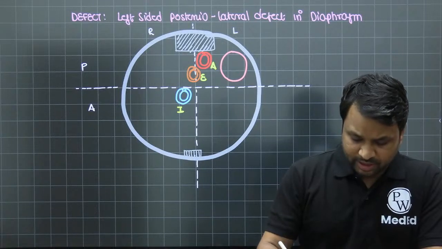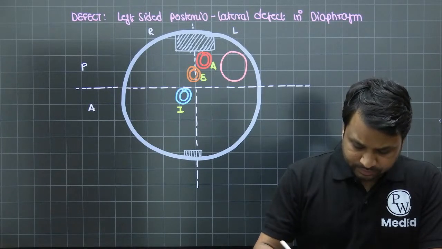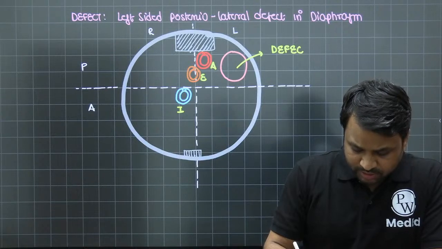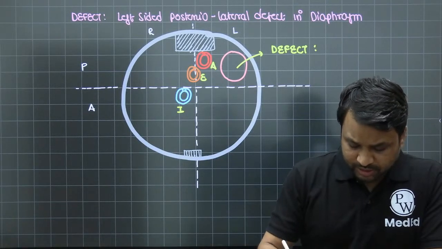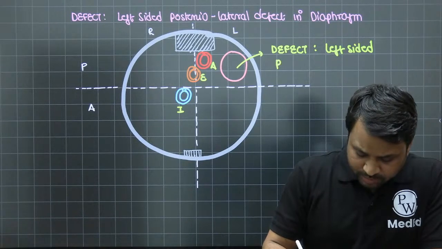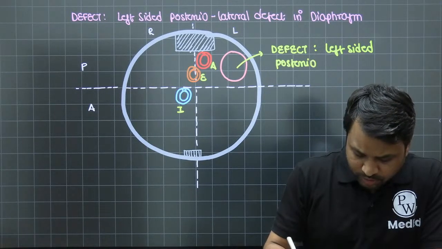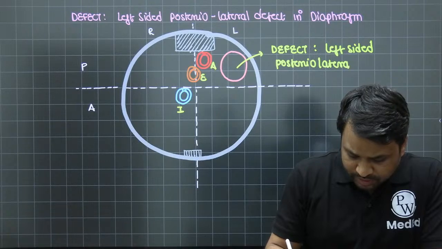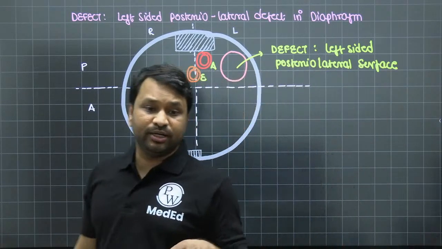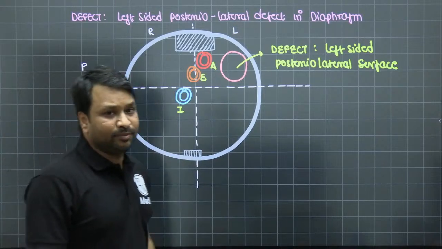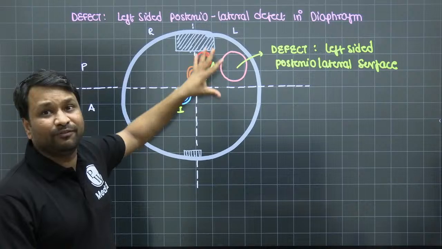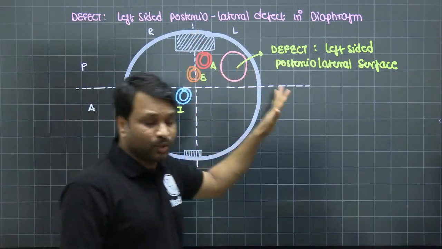It is going to be left-sided. This is the defect of the Bochdalek hernia. It is left-sided and, as you can see, on the posterior side, it is the posterolateral surface. So the defect of the Bochdalek hernia is present on the left-sided posterolateral surface, and during the embryonic development of the diaphragm, it fails to regress completely, so it persists.